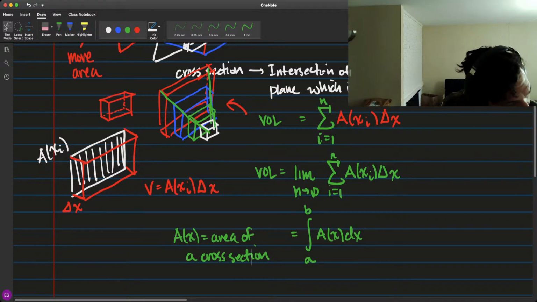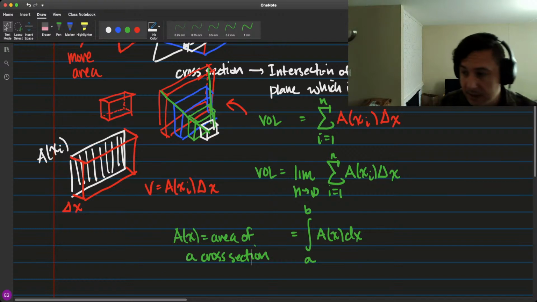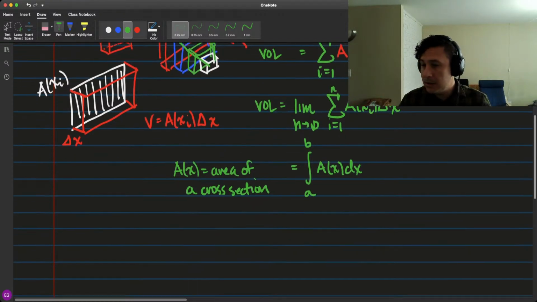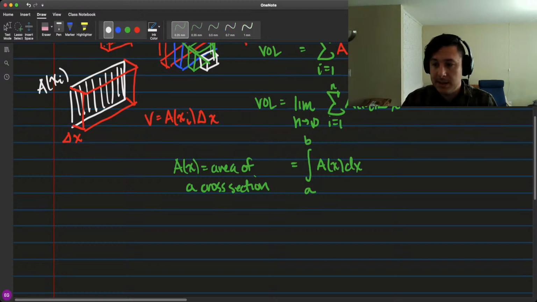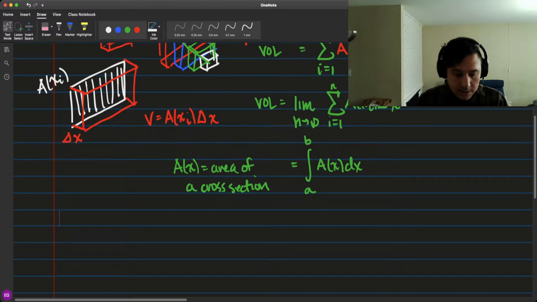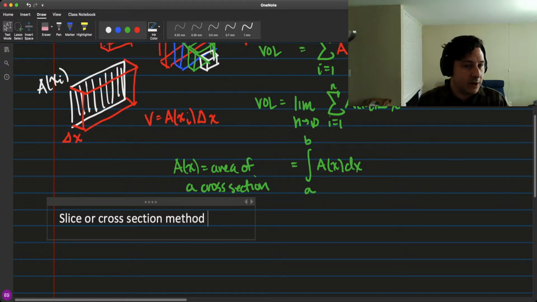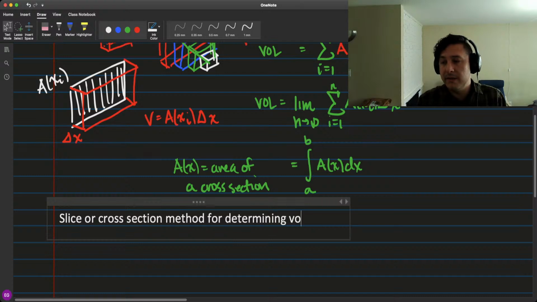So let's actually show you how this will work. It's actually pretty cool. Okay, so we call this the slice method. This is the slice or cross-section method. The slice is another word for cross-section. Method for determining volume.